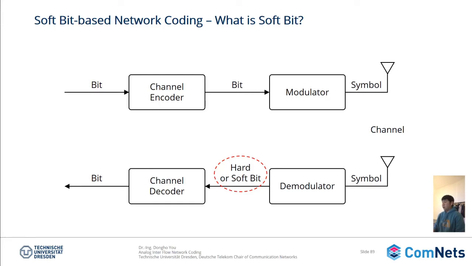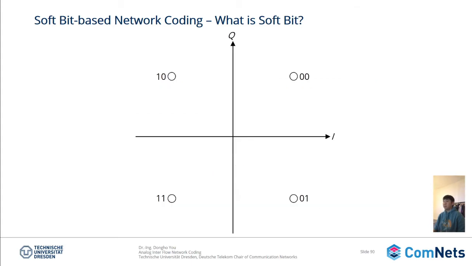In the physical layer, the receiver has to convert the received symbol signals into bits. However, in this phase, the demodulator can make two types of bits: hard bits and soft bits. Actually, the hard bit is just a normal digital bit, but the soft bit is not actually a digital bit. Okay, let's see some examples.